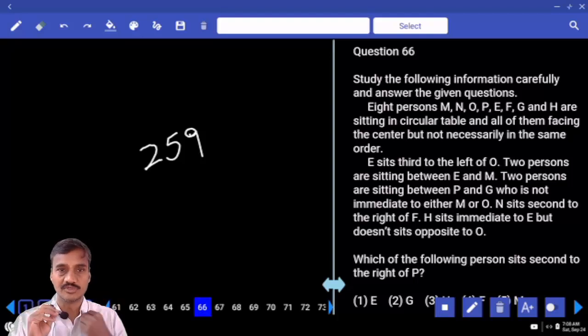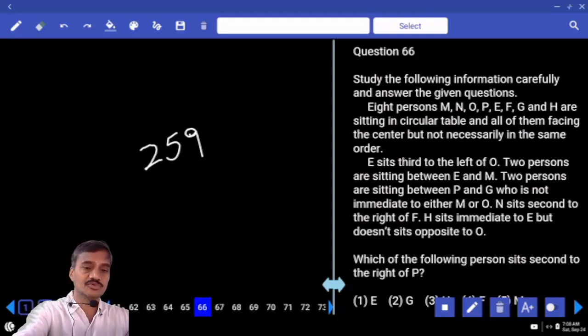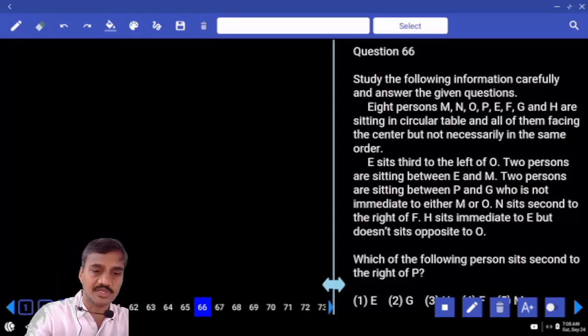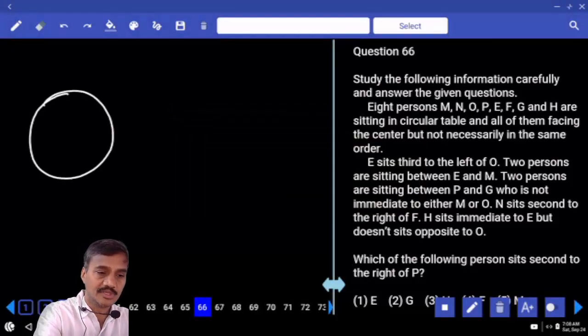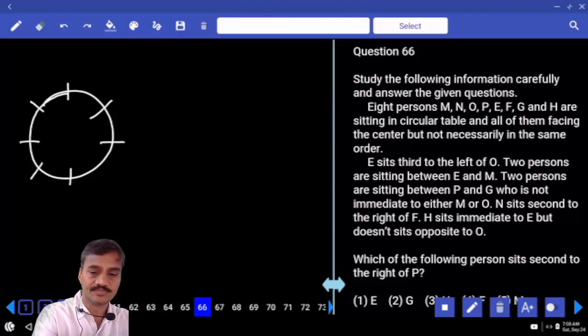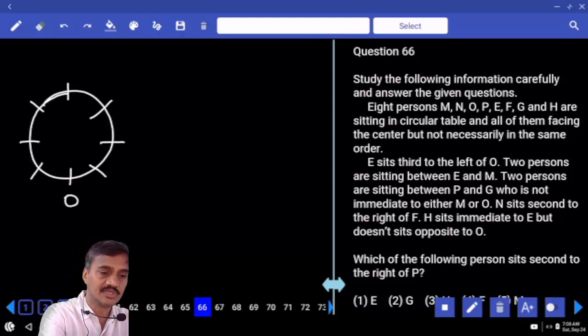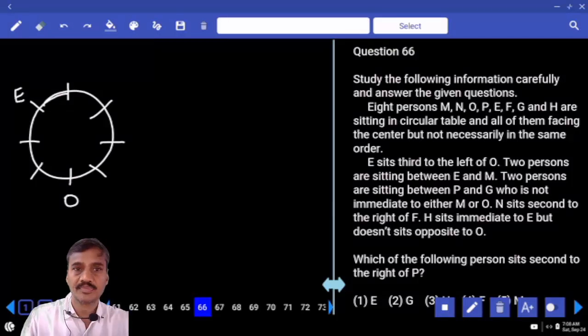No parameter added to this one. Normally the first priority, then the second priority. Hence it comes under the first priority. 8 persons seated around a circular table, 1, 2, 3, 4, 5, 6, 7, 8. And E sits to the left of O, hence O is here, E is here. And E is to the left of O.